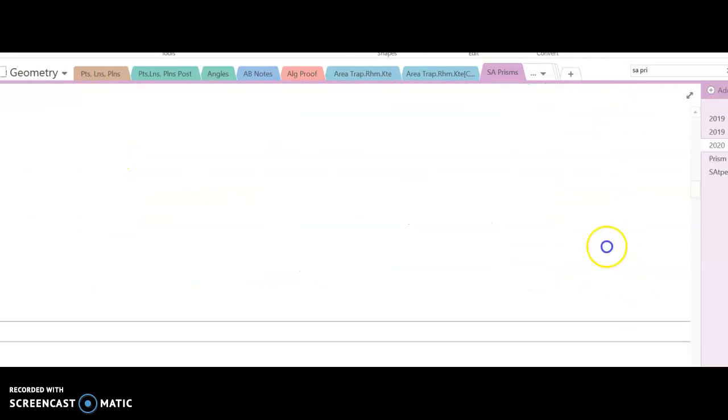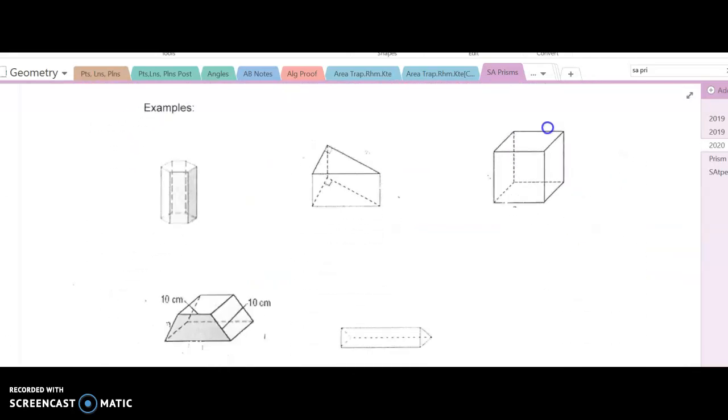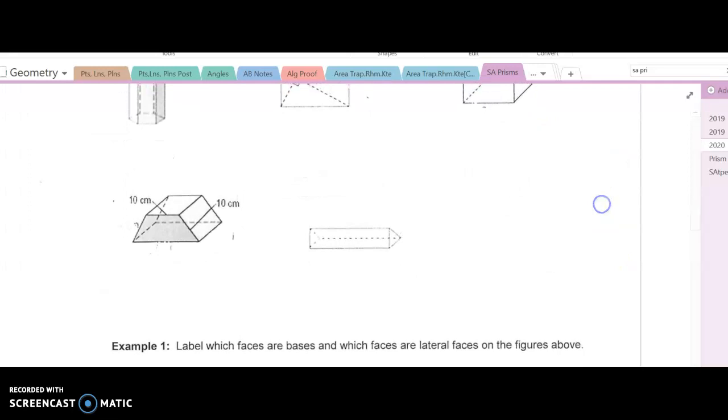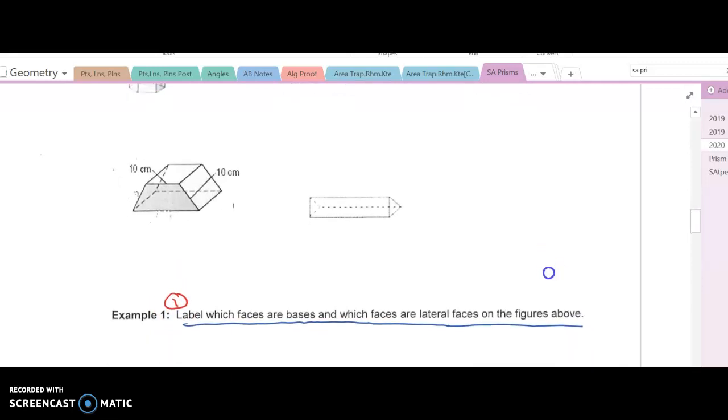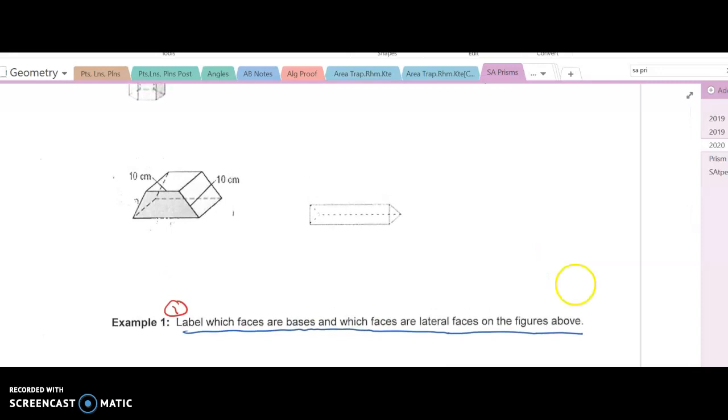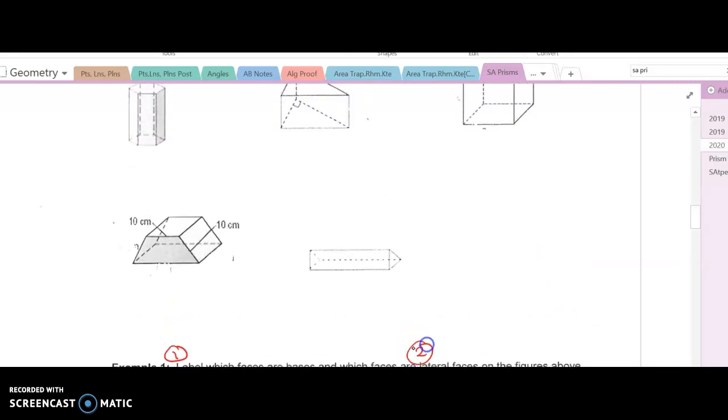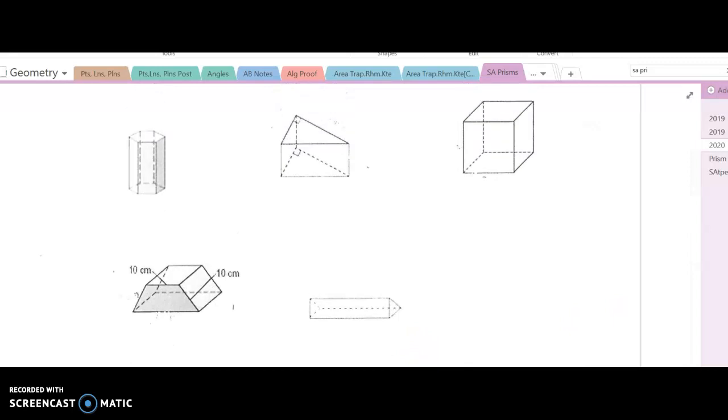Okay, so we're going to go on to the next page where all we're going to practice in this first example is labeling which faces are bases and which faces are lateral faces on the figure above. So we're going to start with labeling the faces that are bases. Then we'll come back and do the lateral faces. First of all, in this first one, we're just identifying what the bases are, what the non-rectangle sides are. And so the bases here are the top and the bottom.